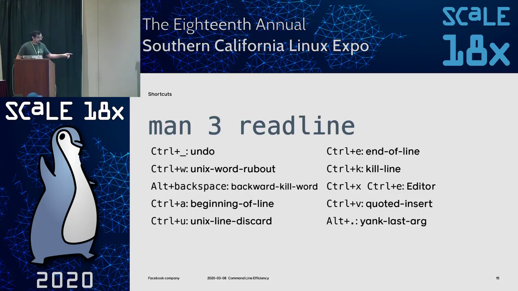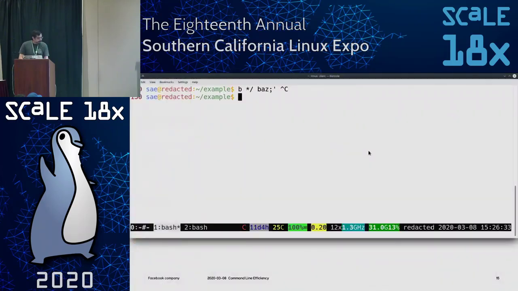So I mentioned Alt-dot, that last one on the slide, during the talk about history, so I don't need to go over that one again. But the other two that I like to highlight are quoted insert and editor.